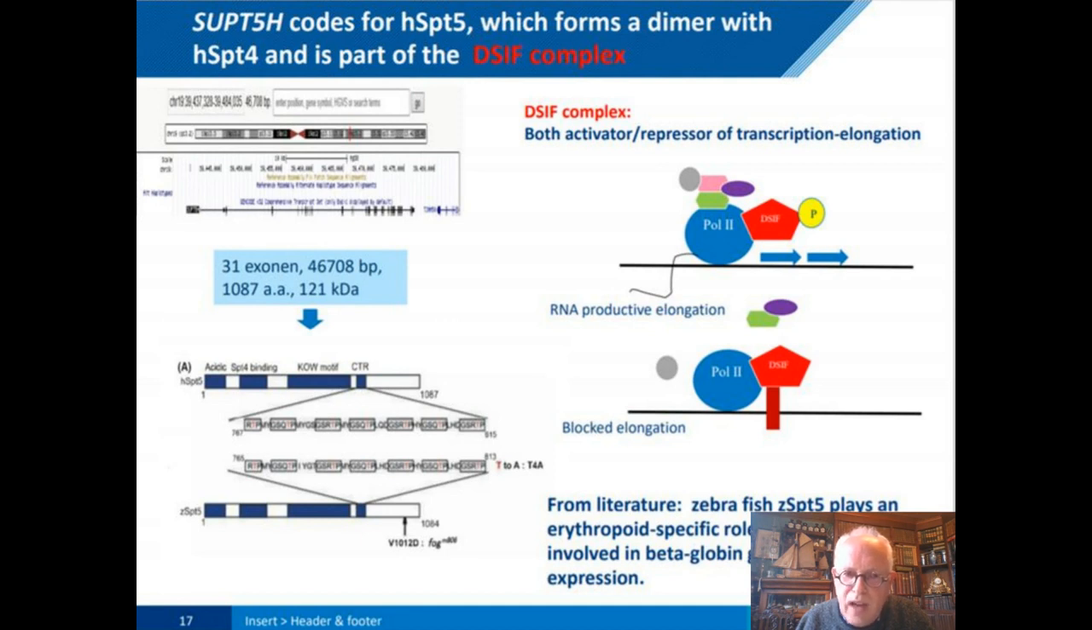The SPUT5 protein is the product of SUBT5H, and that is, let's say, not made in these carriers. And this protein plays a part in the DCIF complex. And this DCIF complex is both activator and repressor of transcription elongation.